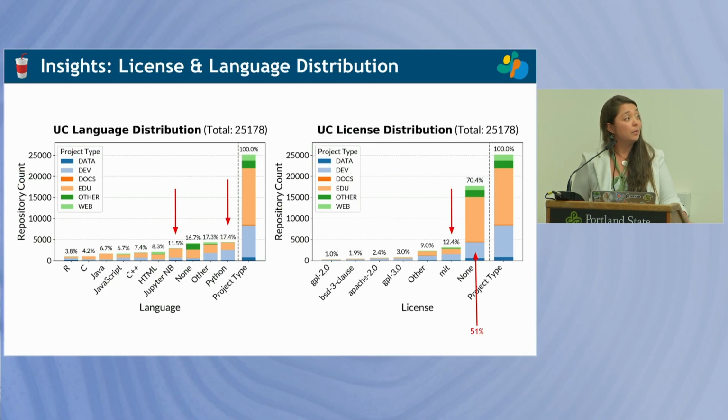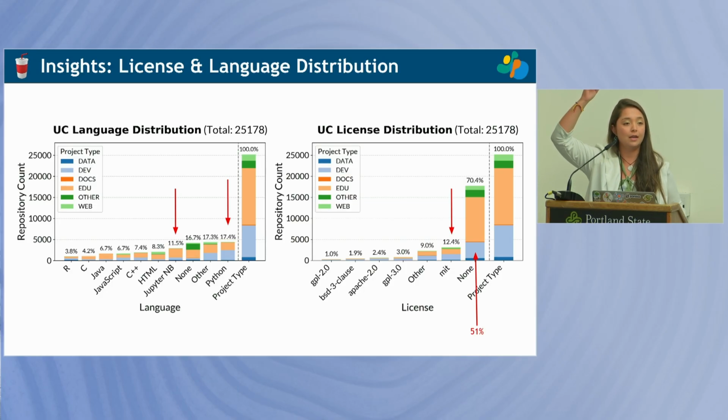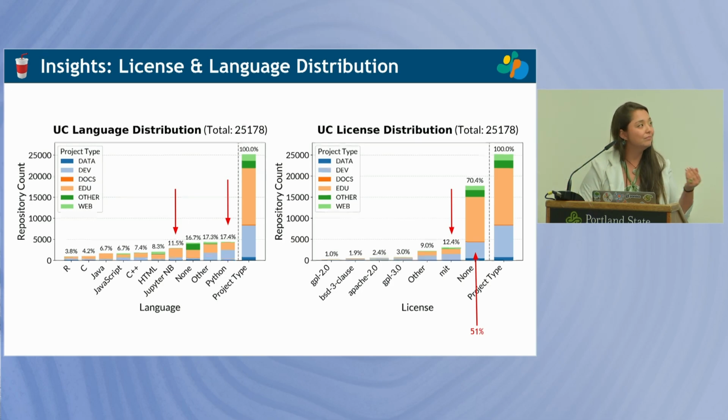So this is some of the insights from the data that I collected. On the left side, I did a plot on the language distribution, and this is plotted by project type. So the bar on the left is just for reference, so that you know the percentage of each of the different project types.